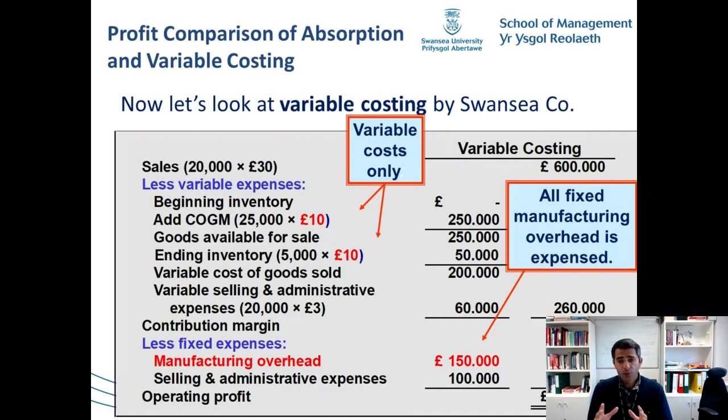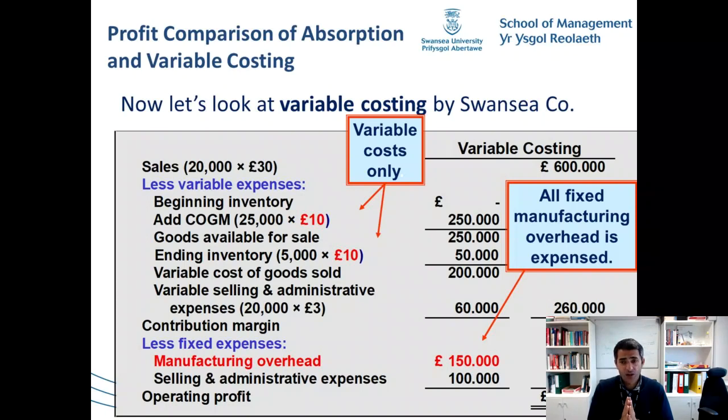Now, we've done the absorption costing method. Now, we will come to the variable costing method. So what is the main difference? The question you need to ask yourself: what is the main difference between the variable costing and the absorption costing? And as I mentioned in the first slide, the main difference is about the fixed manufacturing overhead.